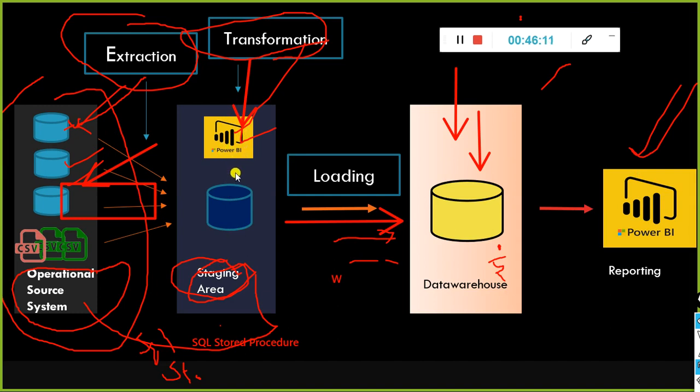So in Power BI, using Power Query Editor, we do all these things. And then we load the processed data into the data warehouse. Why do we need a data warehouse? Because in the data warehouse, we need to store historical data.